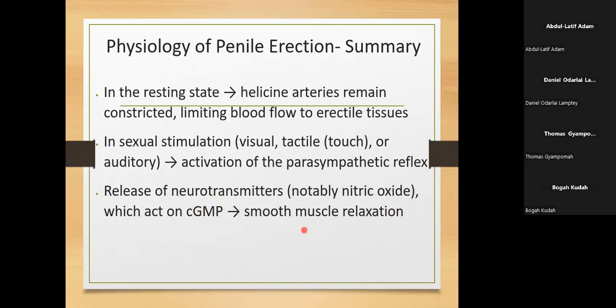Here, the major target is your arteries. So the arteries will get relaxed. Once they relax, they become dilated. Blood will flow in there, and the cycle, as we talked about, will follow in that order. Right.